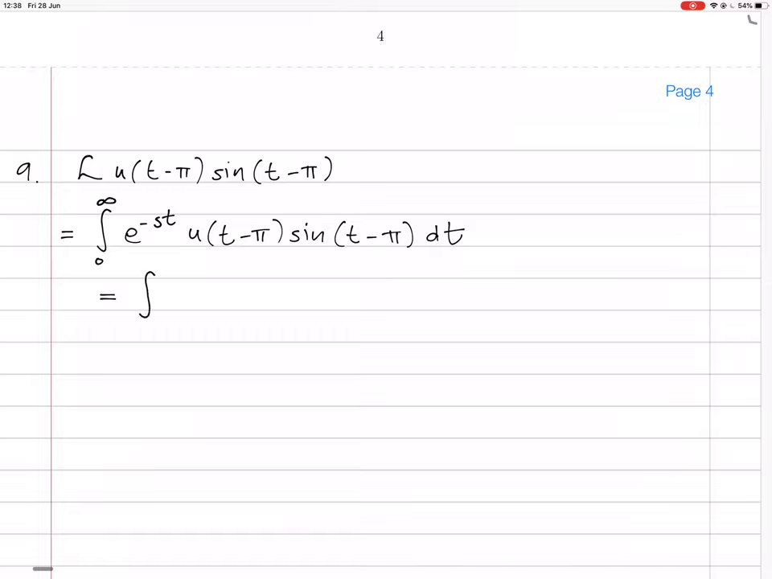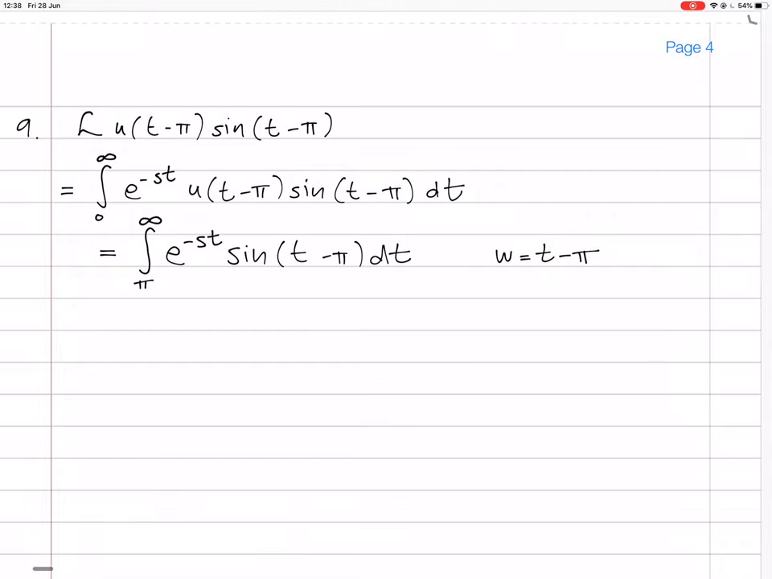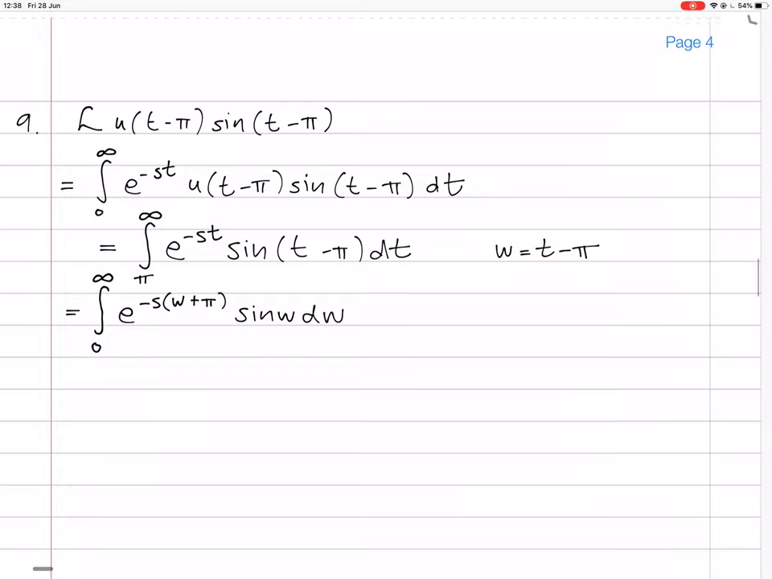We can deal with the step function, because the step function is just one only from pi to infinity, before it's zero, so it only cuts off the first part of the integral from zero to pi, and we just end up with this. Okay, now we're going to let w equal t minus pi. Then the integral becomes, now w is zero when t is pi. Here we have e to the minus s times, no, t is equal to w plus pi, so you have w plus pi, and then sine of w dw.